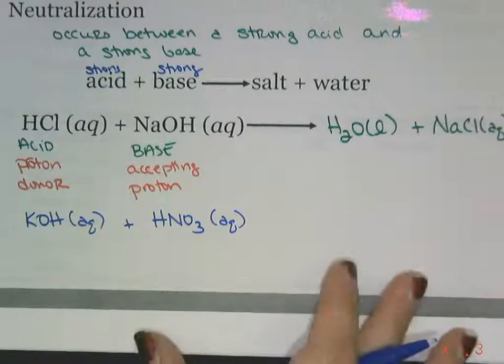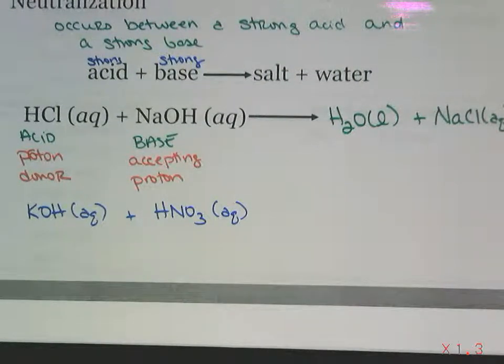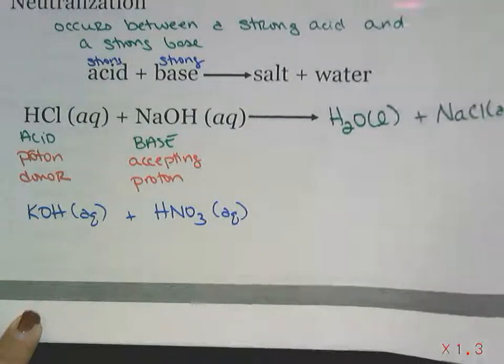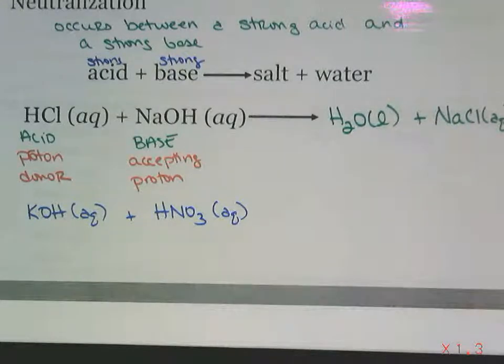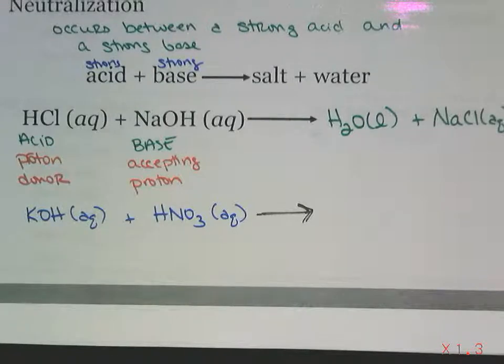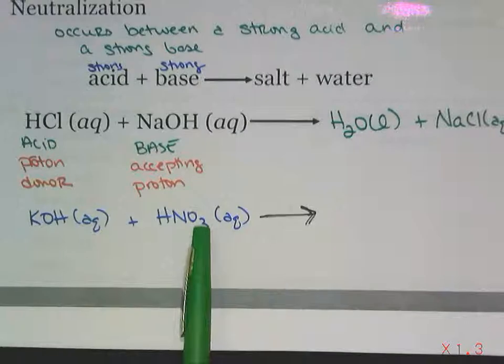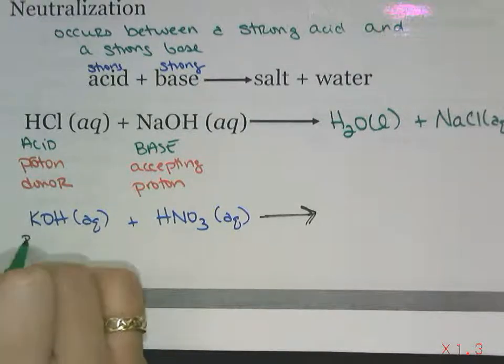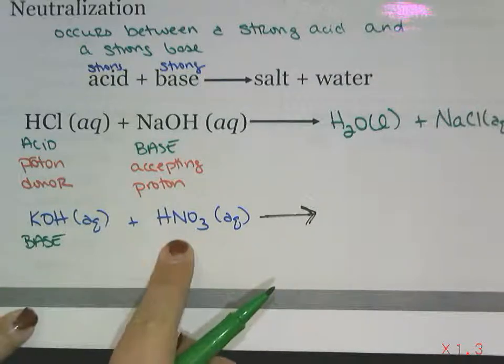All right, potassium hydroxide and nitric acid. Looking at our previous sheet, and the fact that we're still on neutralization, these should both be strong. Not trying to trick you. So if they're both strong, should I have double arrows or a single arrow? Single direction. All right, is the potassium hydroxide or the nitric acid acting like the base? Which one's the base? Number 1 or number 2? Number 1 is the base. So what does that tell me about this? Has to be the acid.